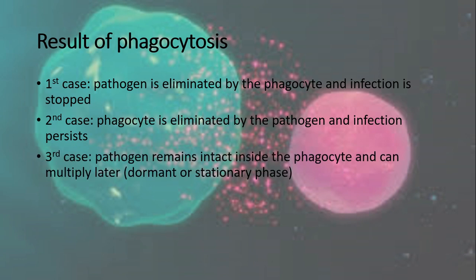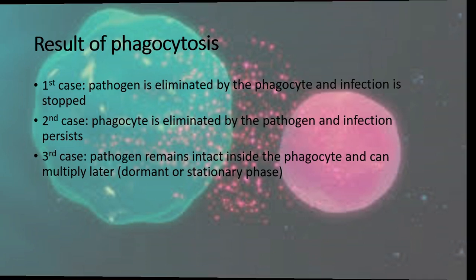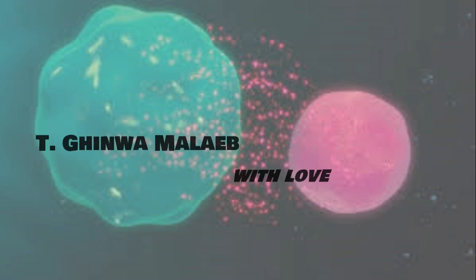In the third case, also if the pathogen was able to resist the lysosomes, it can still remain intact or undamaged inside the phagocyte as time passes, and this stage is called a dormant or stationary phase. After this stage passes, usually the pathogen starts multiplying inside the phagocyte and gets rid of the phagocyte. So these are the three possible results of phagocytosis.